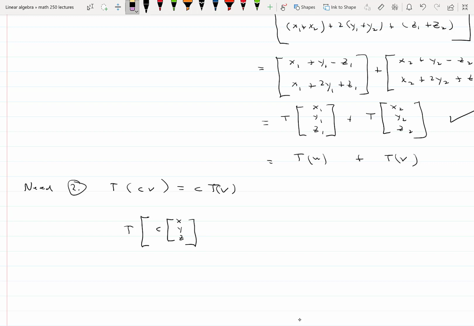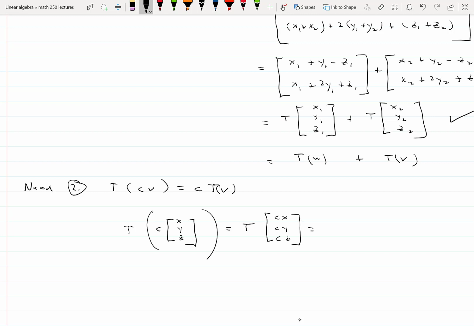Oops. I'm not free to use brackets everywhere I want. T takes C times (x, y, z). Parentheses are necessary here. They need to group C times (x, y, z). And first of all, what's C times (x, y, z)? It is the vector whose components are cx, cy, cz. No parentheses necessary here. You can put them in or leave them out.